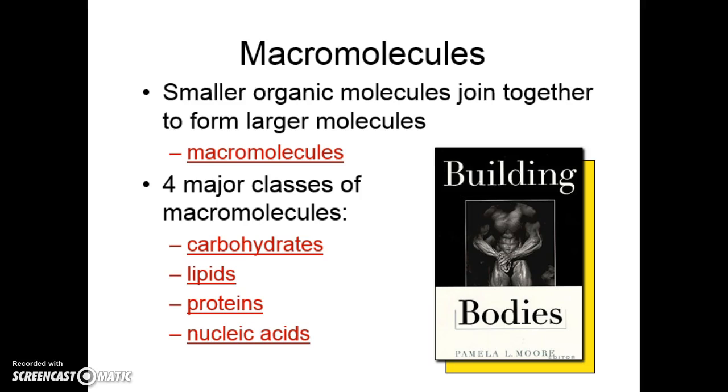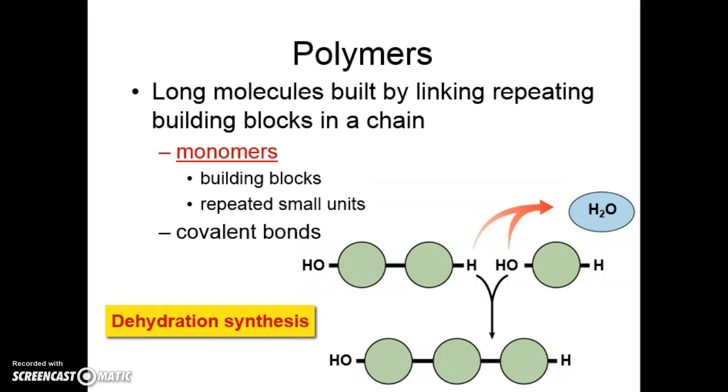So when we have a single molecule, we have a monomer. But when we have a number of molecules joined together, we have what we call a polymer. So polymers are long molecules that are built by linking repeating blocks in a chain. So the building blocks of that chain are the monomers, the repeated small units, and they're generally held together with some sort of covalent bond.